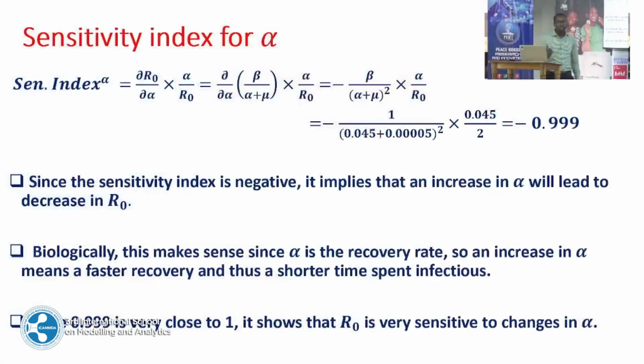And then since 0.999 is very close to 1, it shows that R naught is very sensitive to changes in alpha. So R naught is also very sensitive to the recovery rates. So let's look at this last parameter. What's the last parameter we have there? Mu. Look at mu.